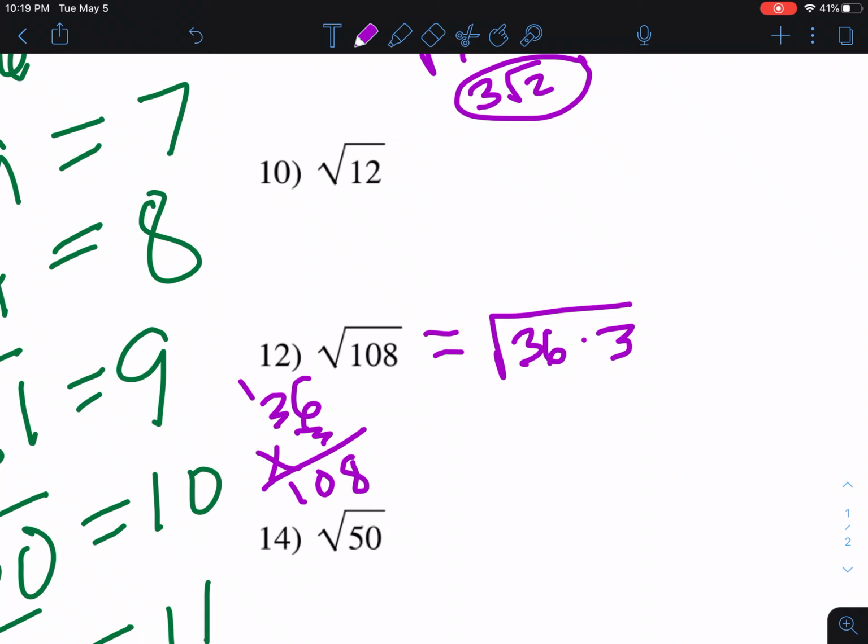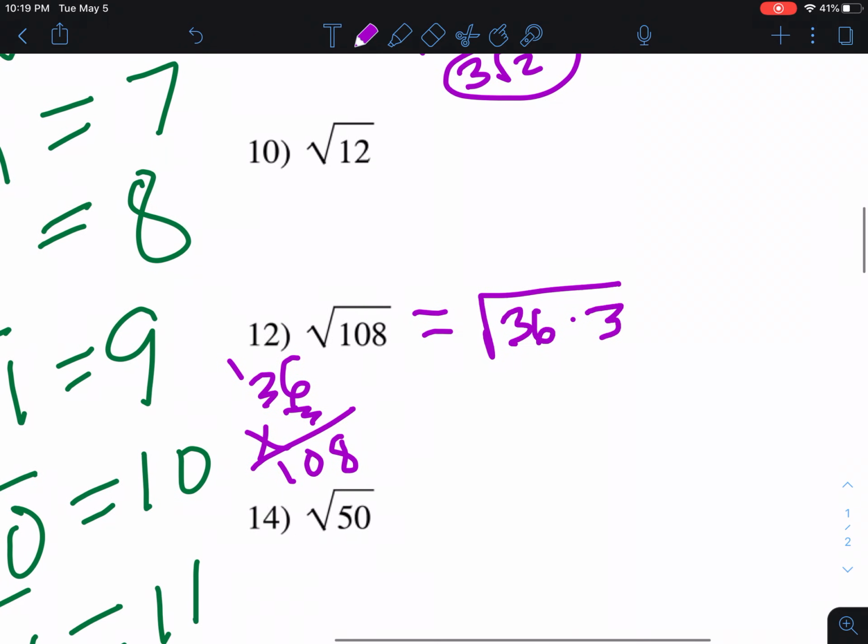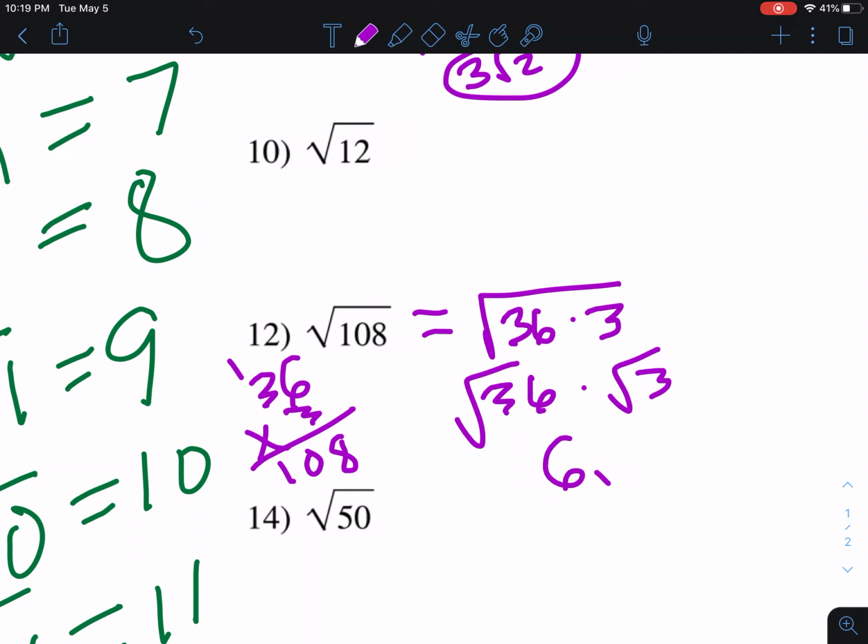So we're going to break 108 into the square root of 36 times 3. And just like we did up above on the other one, we can now break that into the square root of 36 times the square root of 3. And the square root of 36 is 6, so the answer to this one is 6 times the square root of 3. So there you go. That's how you simplify that one.